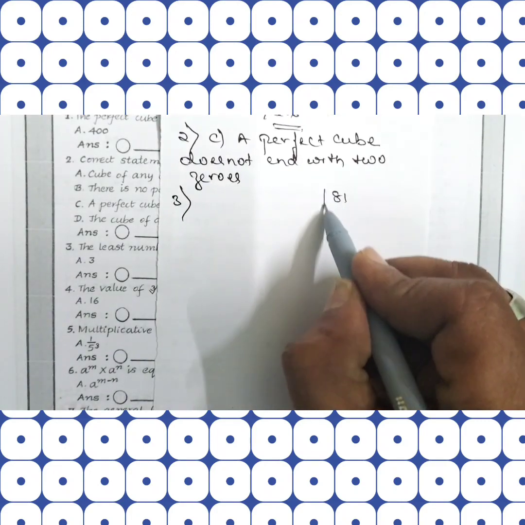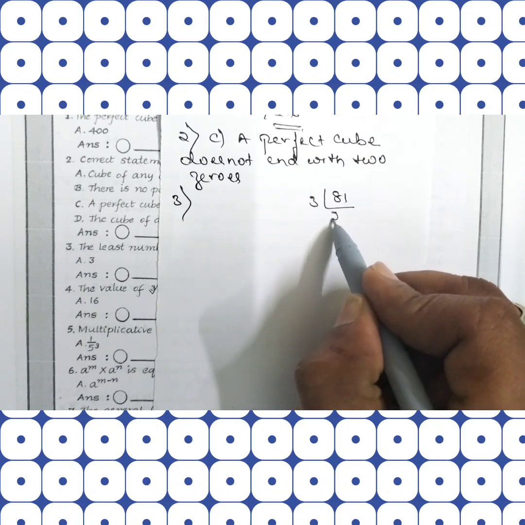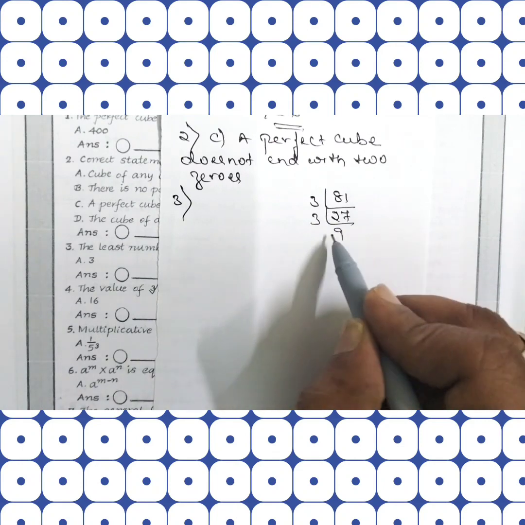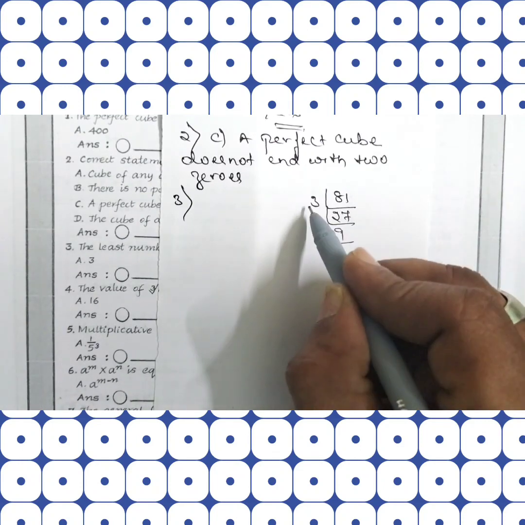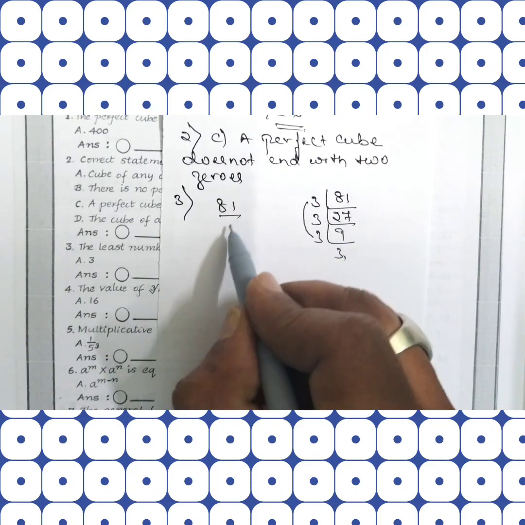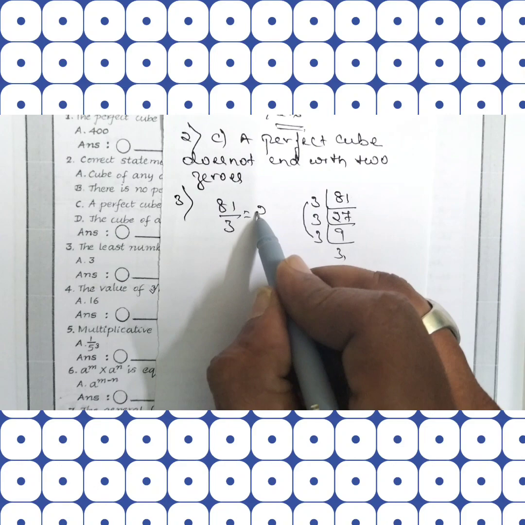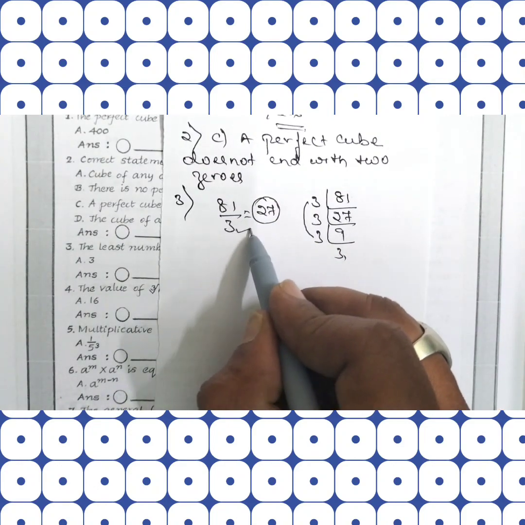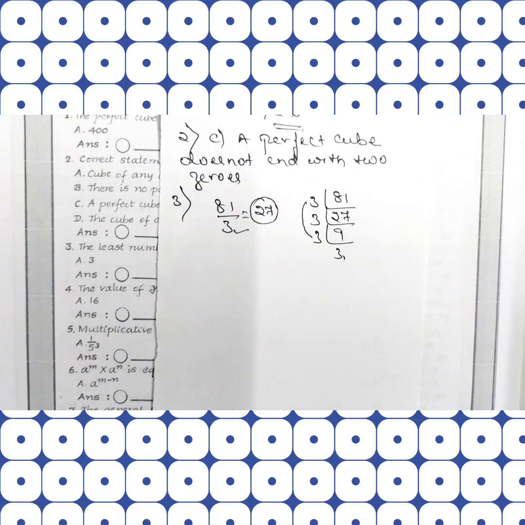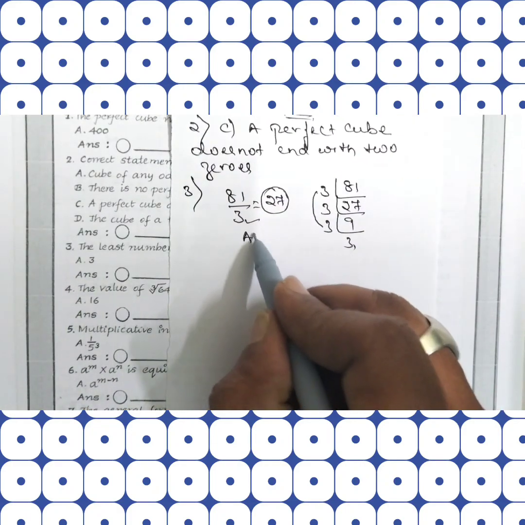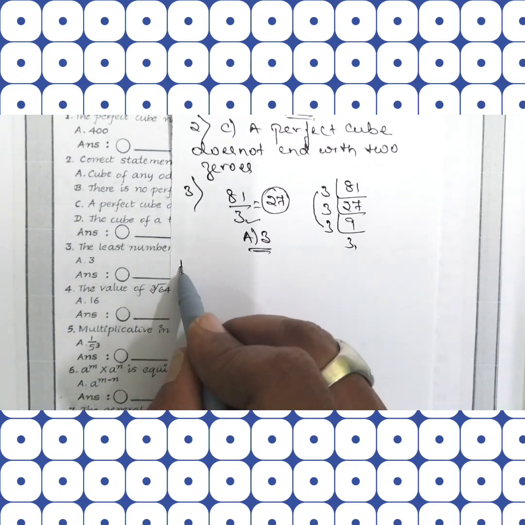So 81, divide by 3, 3 twos are 6, 3 nines are 27. 3 threes are 9. You make these 3 one group, and what is the remaining? 3. Therefore 81 is divided by 3 to get 27. This 27 is a perfect cube. Therefore 81 should be divided by 3. So the answer is 3. The right answer is option A, 3.